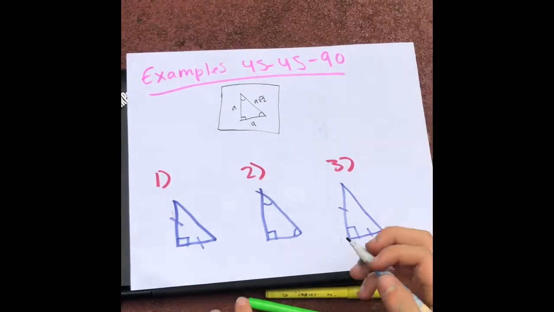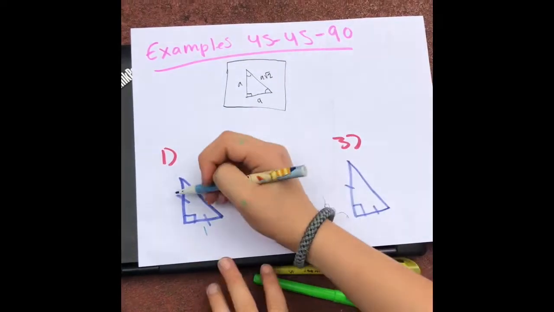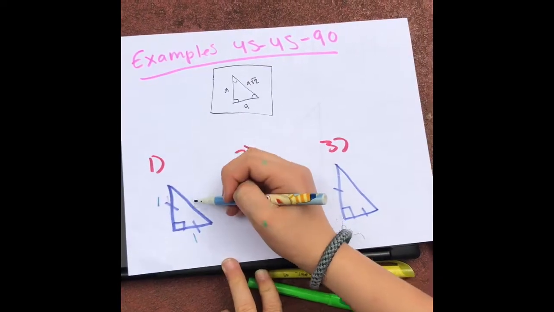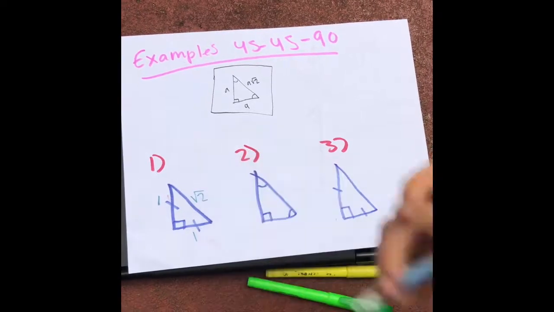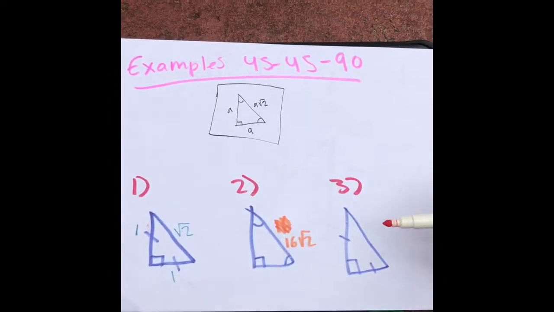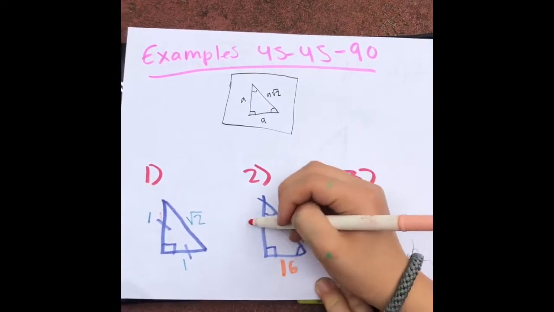For example number 1, if this side is 1 of the legs, then we know that the other leg has to be 1, and the hypotenuse has to be the square root of 2. If the hypotenuse is 16 times the square root of 2, then we know both of the legs have to be 16.